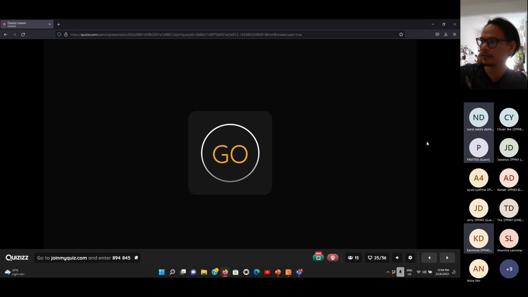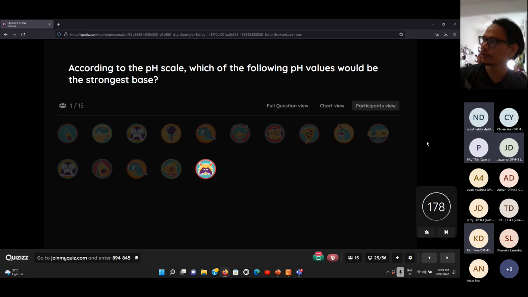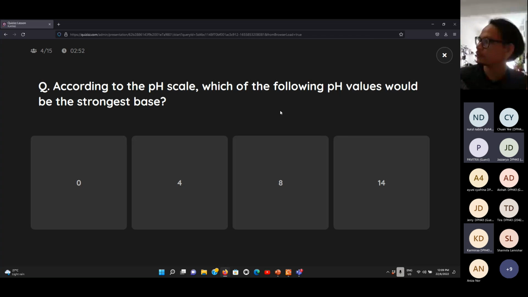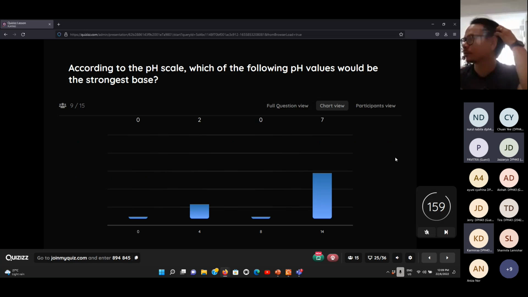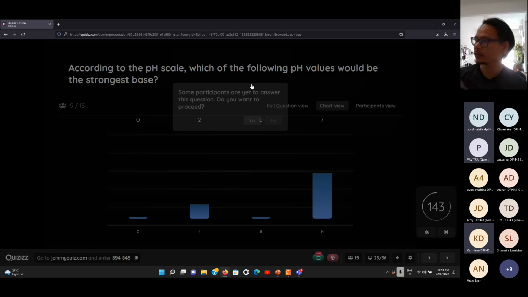Okay, the topics that we learned today. Okay, strongest base. 0 to 14 pH scale lah. When we're talking about pH, 0, 4, 8 dan 14, which one is the strongest? Ada 7 orang, 2 orang. It's too long. So the answer is 14.